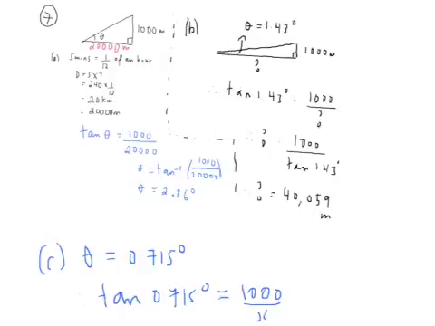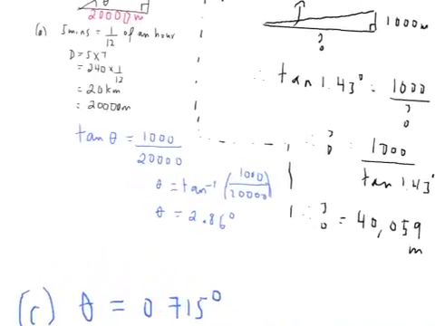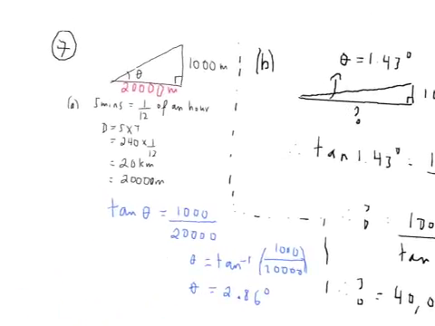The first question for 7 is finding the angle of elevation of the plane from the ground after 5 minutes. So if we focus in on 7A here, the plane is constantly flying at 1,000 meters, so that height is always going to be 1,000 meters. We need to figure out the angle of elevation.